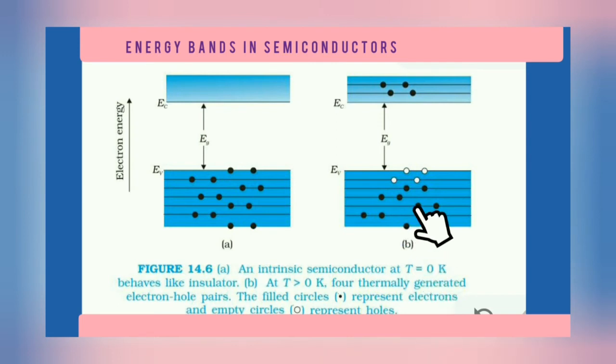As the temperature increases, what happens? A few electrons from the valence band jump into the conduction band. The vacancies of these electrons, represented by empty circles, are holes. Due to thermal agitation, electrons jump from the valence band to the conduction band. So here this is the case of temperature greater than 0 Kelvin.